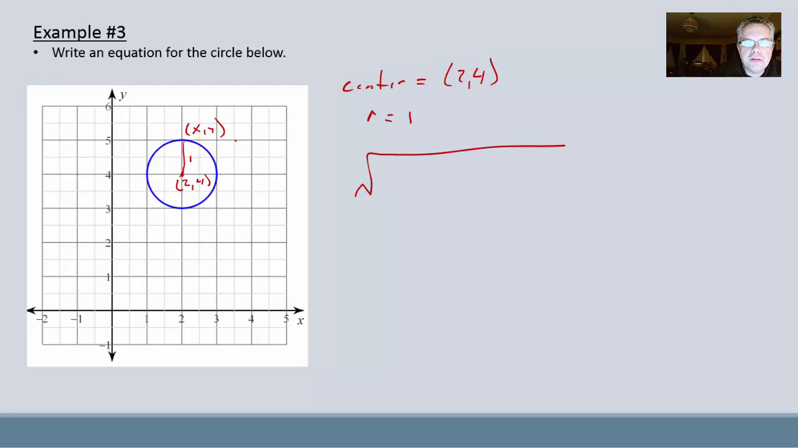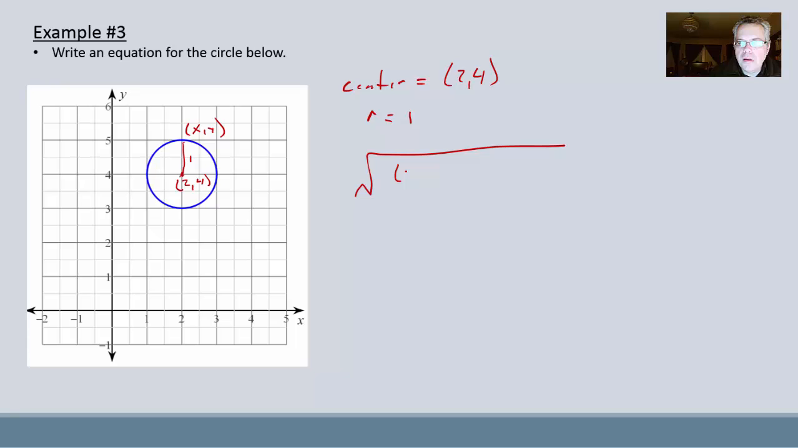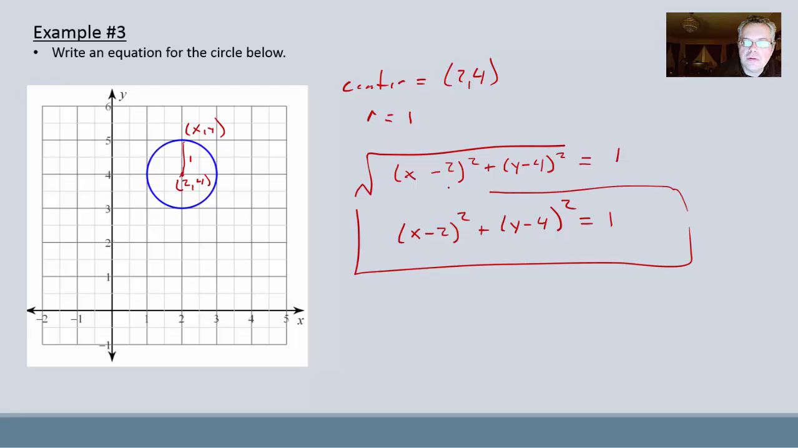So write an expression for the distance from some point (x, y) to (2, 4). (x − 2)² + (y − 4)². That's the equation for the distance. That's equal to 1. Square both sides. One squared is 1. There's the equation. That's an equation for the circle.